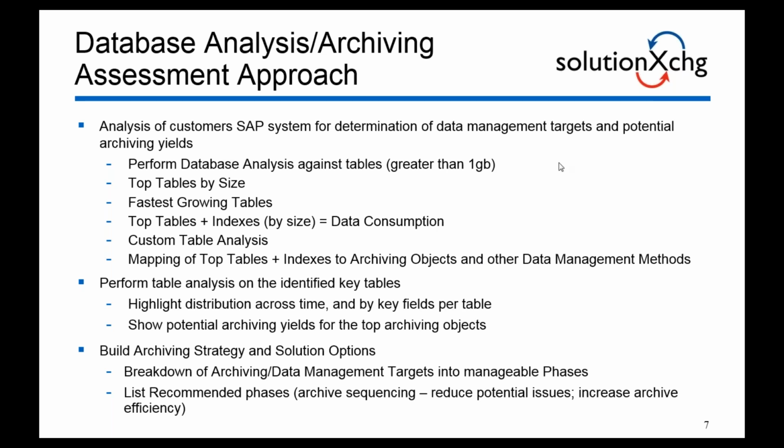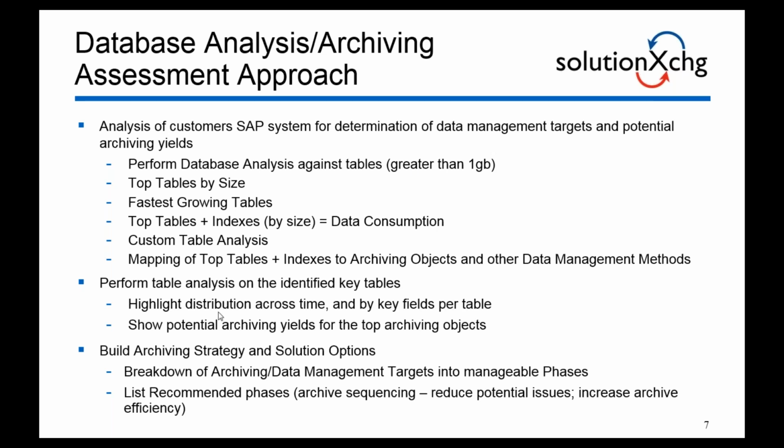After you do an overall look at the database, we perform a table analysis on the identified key tables. Typically you would look at an archive object, and you would look at the main header table, and then you would do a distribution of that across time. You could apply key fields, let's say for FI documents, since I've been using that, controlling area, period, fiscal year, company code, and then you would look at the distribution across time. That helps you determine, okay, if I archive up to year 2015, this is how much data is in that table for those specific years you're targeting.